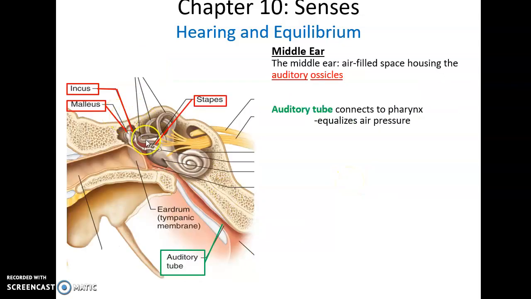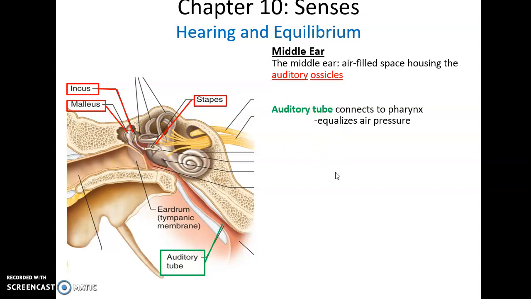From there we go to the middle ear. The middle ear is another air-filled chamber. Within it we have the three auditory ossicles, and they are the small bones that are needed for the hearing sensation. Also found associated with the middle ear is this tube that connects the middle ear with the pharynx. And this is important. This allows us to equalize air pressure on both sides of the tympanic membrane.